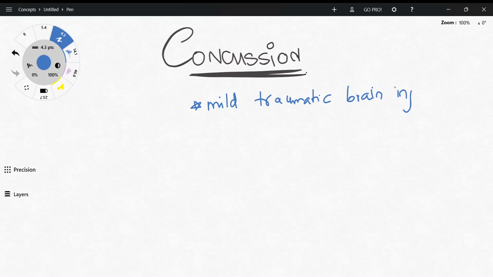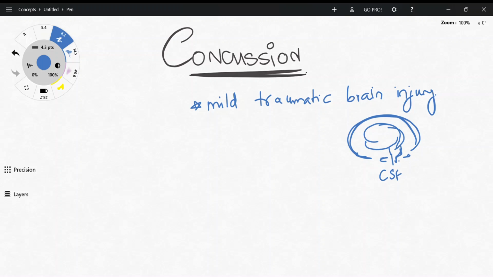So how does somebody sustain a concussion? You do know that your brain is a mobile organ inside of your skull. If this is your skull and this is your brain, it's sort of floating in the cerebrospinal fluid, right? And it moves. It's sort of like a baby within the amniotic fluid. It moves along with everyday movements of the head.